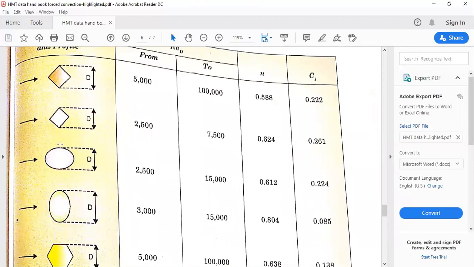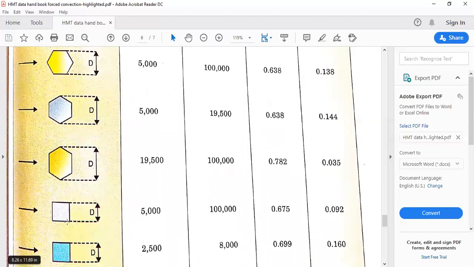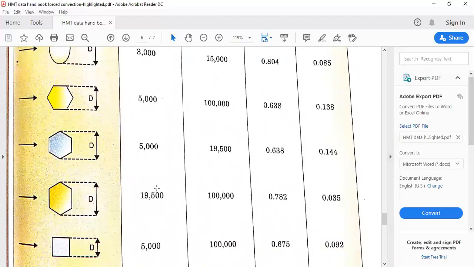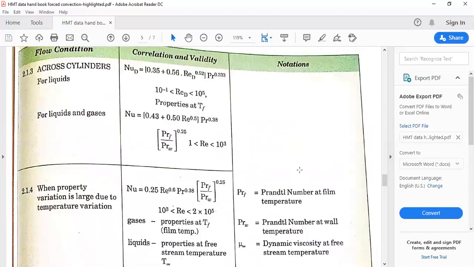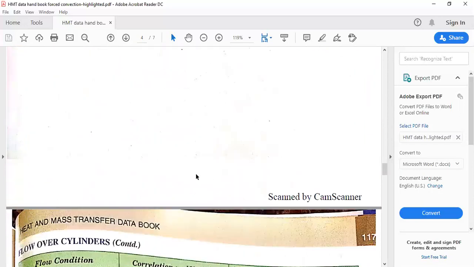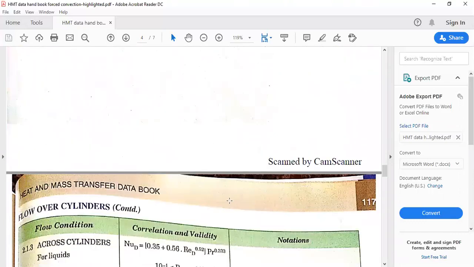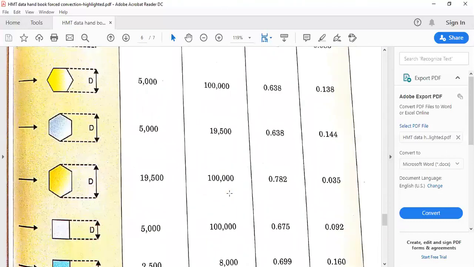Based on your cross section, whether it is oval, hexagon, rhombus, or square, you have to choose the values of n and C1 for the particular range of Reynolds number, substitute, and find the value of Nusselt number. Once you get the Nusselt number, Nu is equal to h into characteristic length by k, get the value of h. This is for non-circular shapes. And I feel that's it.